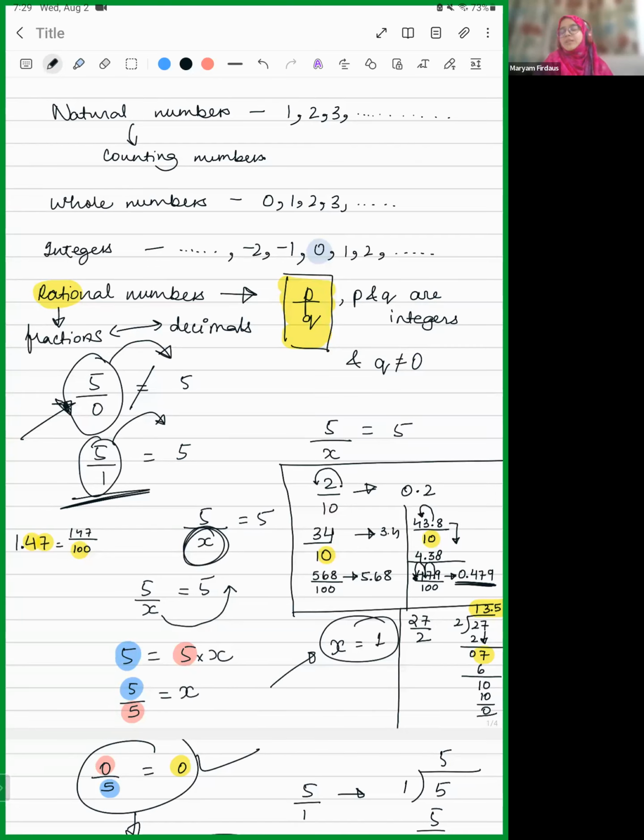Okay, any other reason that you have, Zen? I thought you said, is every integer a whole number? So is every integer a whole number? What is the answer? No. Can you tell me one integer which is not a whole number? -1. Very good. -1 is an integer which is not a whole number. Then is every integer a rational number?